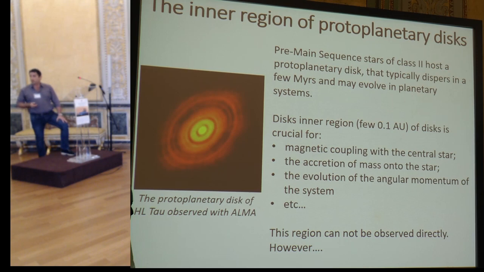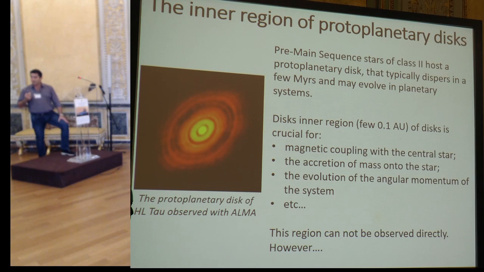Now, one of the important things is the fact that the inner region of protoplanetary disks, which means less than a few 0.1 astronomical units from the central star, is a very important region for different reasons. For instance, the magnetic coupling between disk and star, the accretion of mass from the disk to the star, the evolution of the angular momentum of the entire system.